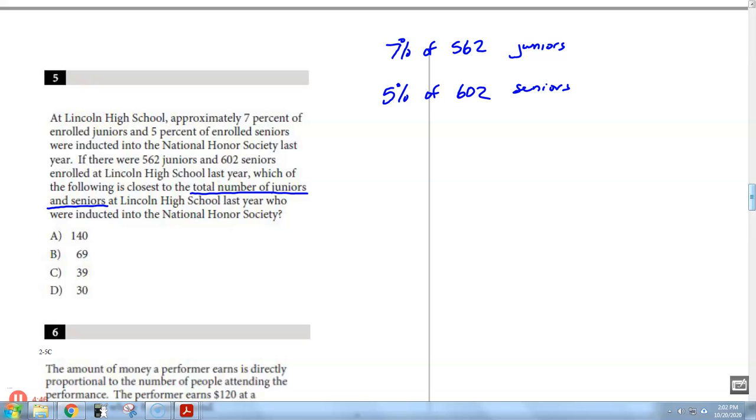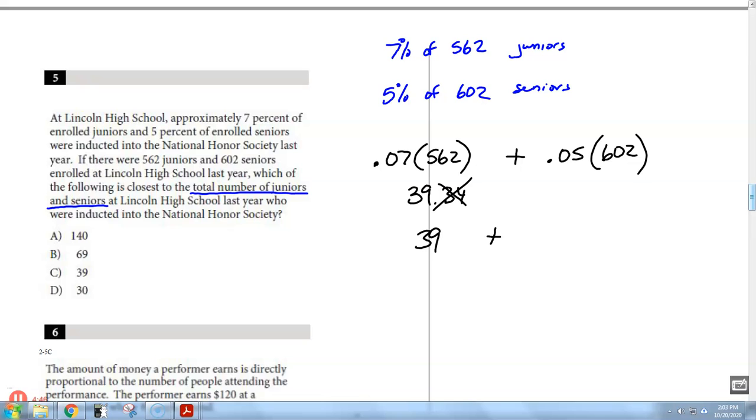Whenever you want to do a percent of a number, you just change it to a decimal and multiply. So 7% of 562 is that, and then we're going to add that to 5% of all the seniors. That should give us our total. So 0.07 times 562 comes out to be 39.34. But you can't really have 0.34 of a kid in NHS, so we have 39. And 0.05 times 602 is roughly 30. So it looks like we have a grand total of 69. Notice they had both other numbers there just as distractors.